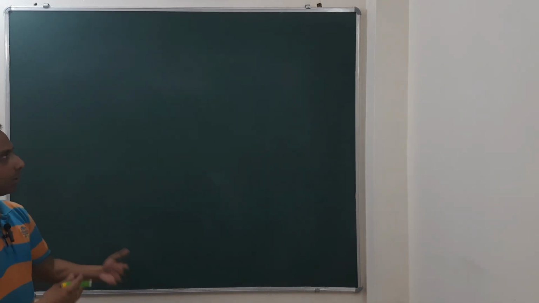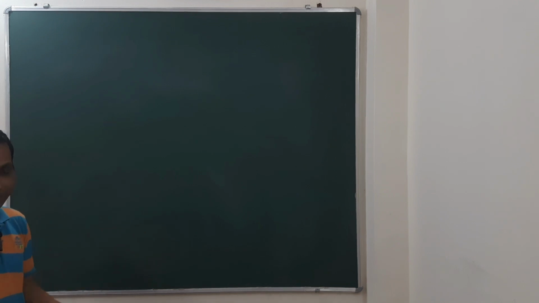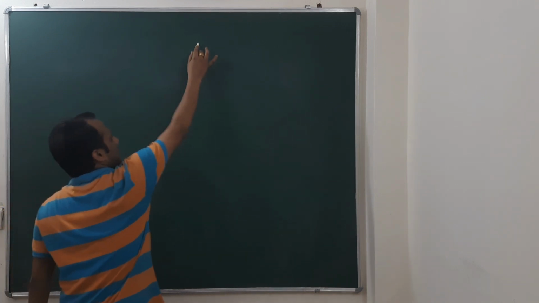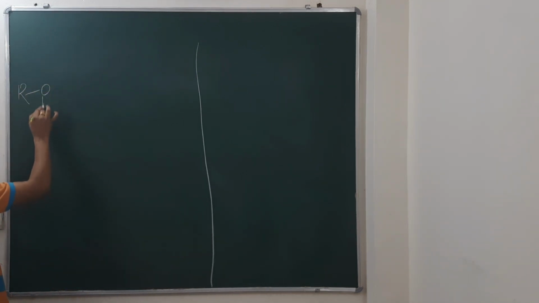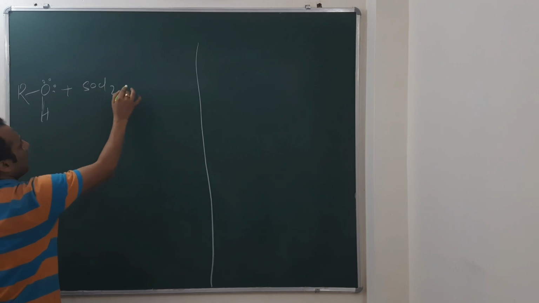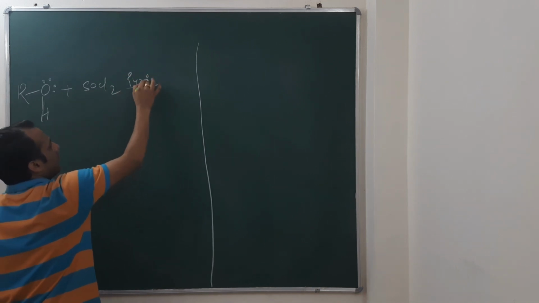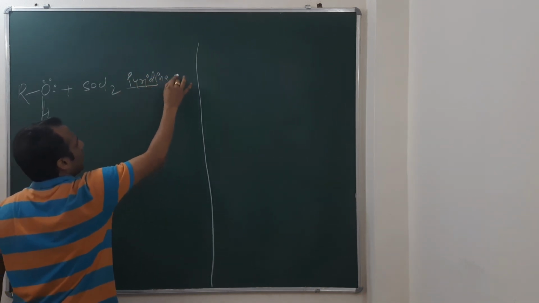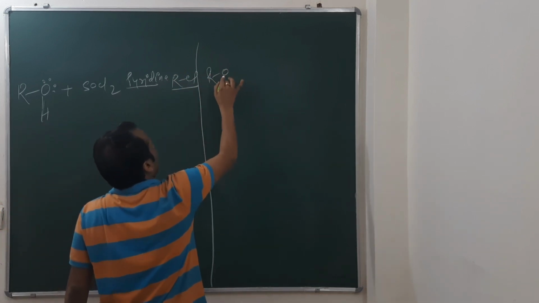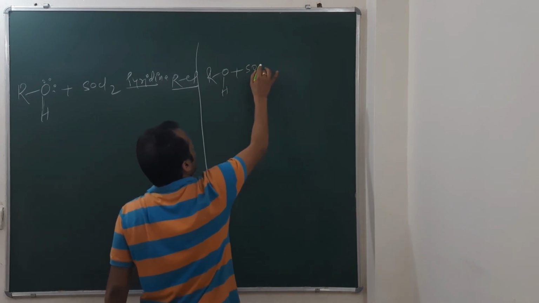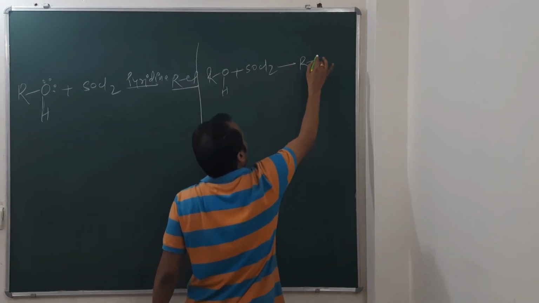Move on. We understand both ways, with pyridine and without pyridine. See here, I have taken ROH and it reacts with SOCl2 in the presence of pyridine, and that will form the alkyl chloride. Again I write here ROH, SOCl2, and it forms the alkyl chloride.